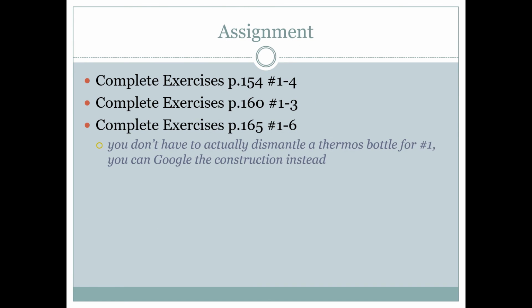Oh, one note. For question one on page 165, I think, you don't have to actually dismantle the thermos bottle, but if you do have a spare thermos bottle, do take it apart and see what it looks like on the inside, because it might be kind of interesting.